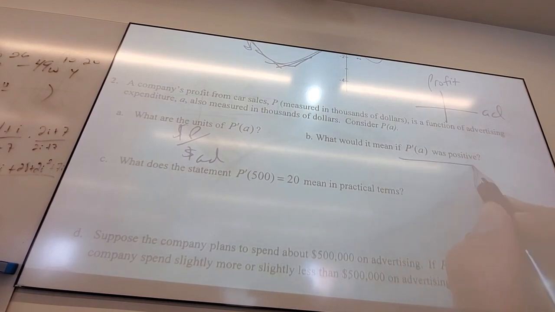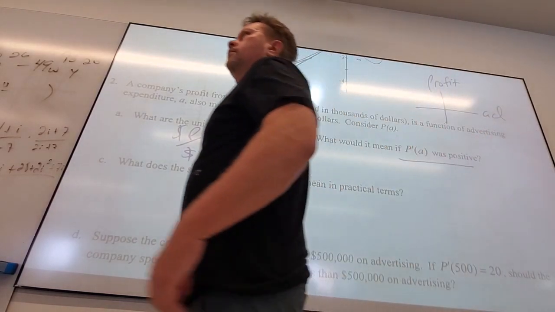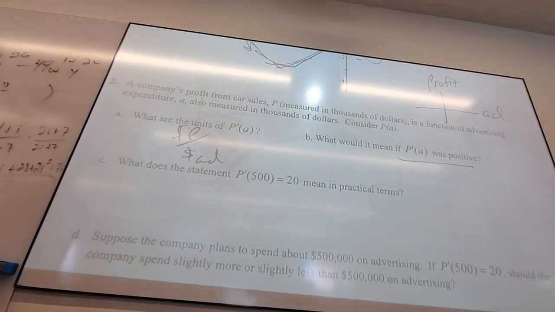What would it mean if it was positive? Okay, this is where things get really interesting. Yes? Sorry. I would have said for 2A, change in profit per unit expenditure. Is that correct? Yes. It's how much the profit changes given a change in advertising. In this case, I would accept either one because the units canceling is a little weird. So it's more like I've explained it a different way.